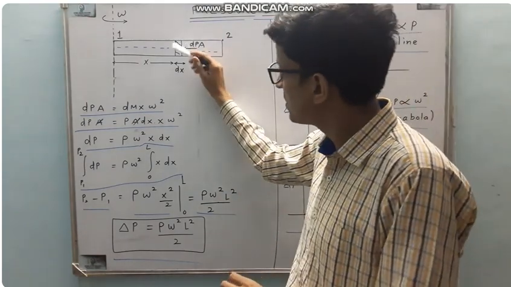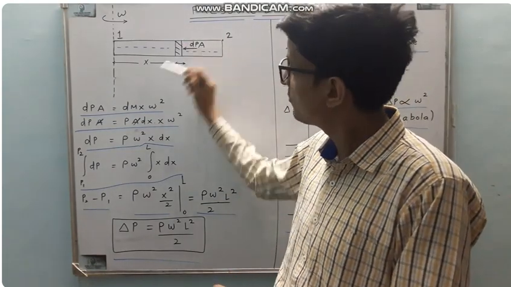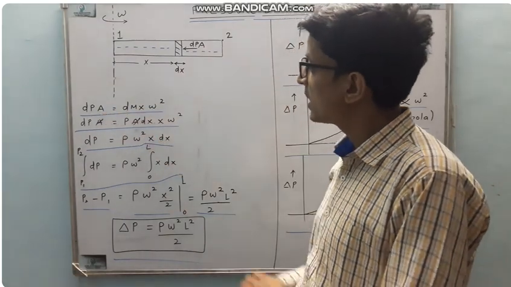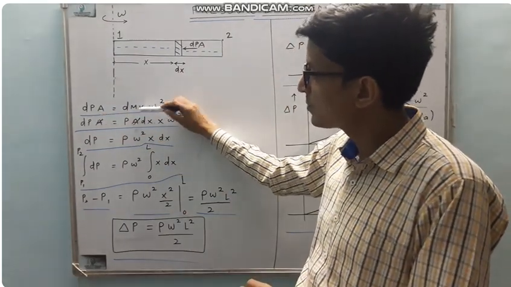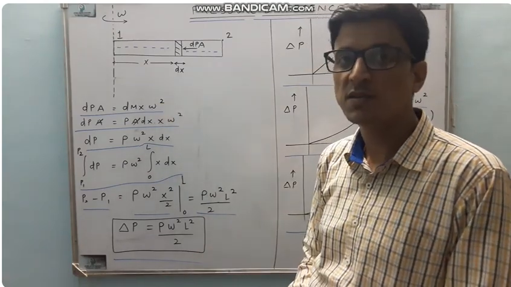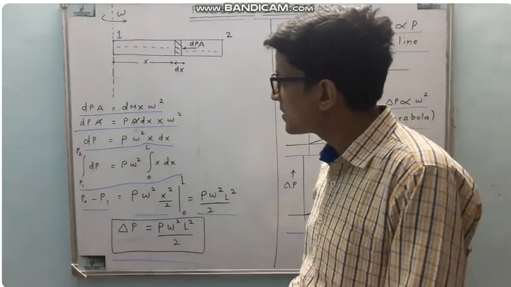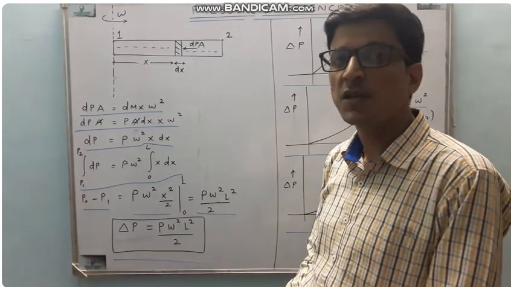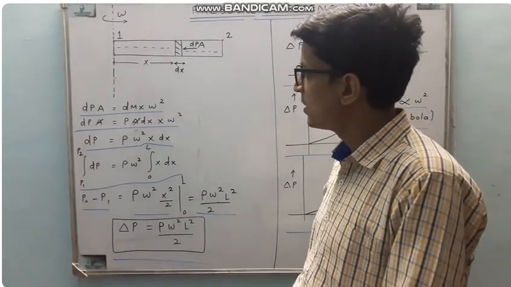Suppose dP is the pressure difference, then we have force as dP into A, and it will provide the centripetal force, so that will be equal to dm x omega square, as m r omega square is the centripetal force. Here mass is dm, radius is x, and omega is omega obviously.